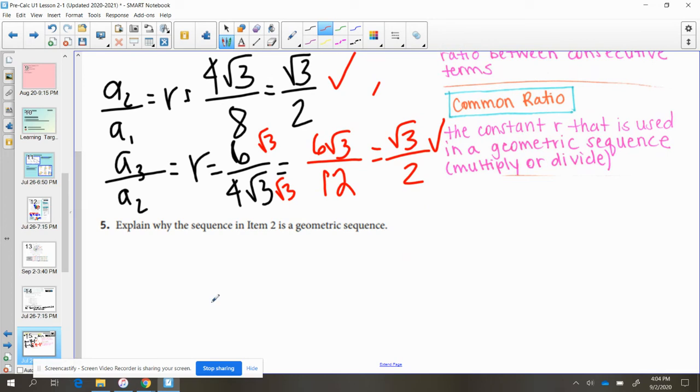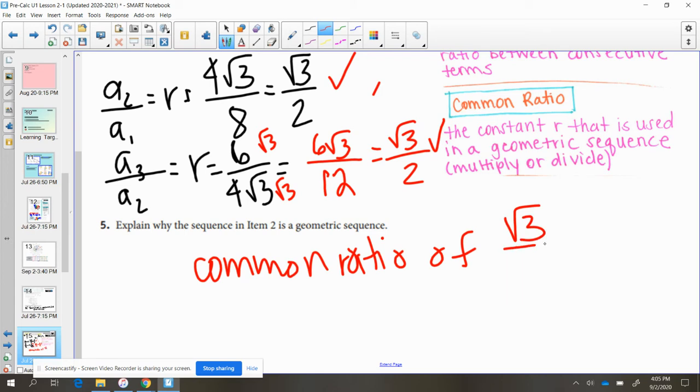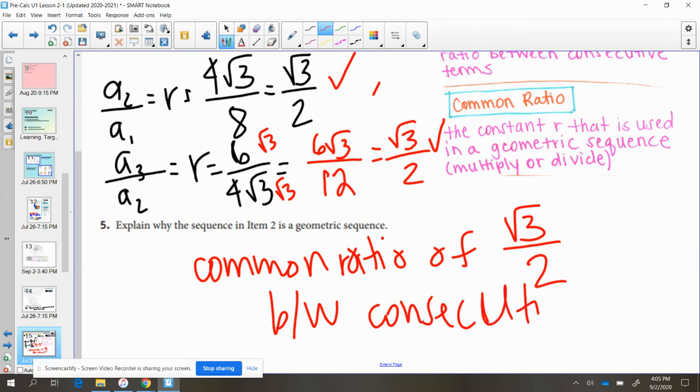So up at the top of page 21 here, you'll see that this connects to this. There's a common ratio of square root 3 over 2 between our consecutive terms. Right, so that's how we can identify if these are or are not geometric.